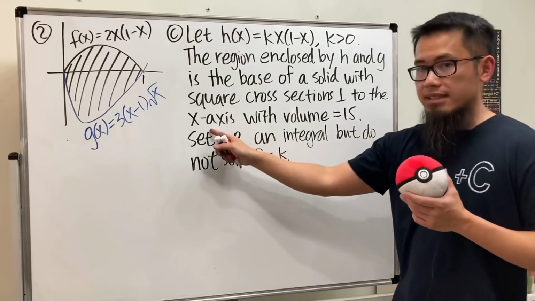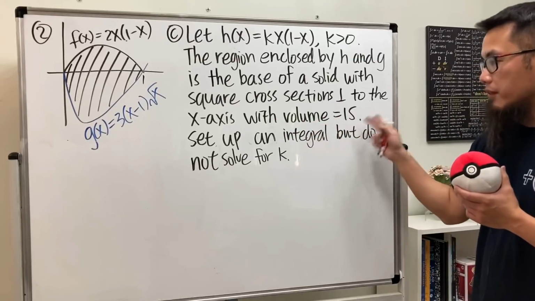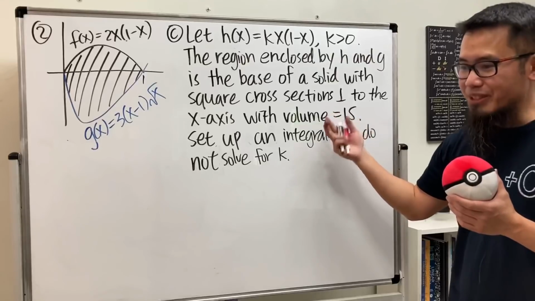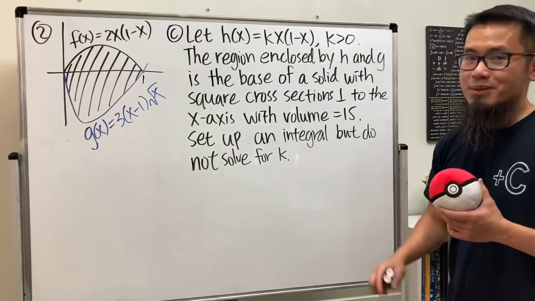Anyway, the region enclosed by h and g is the base of a solid with square cross-sections perpendicular to the x-axis, and we know the volume is going to be 15. And now we are going to set up an integral. For that situation, we don't even have to solve for k, so that's pretty cool.